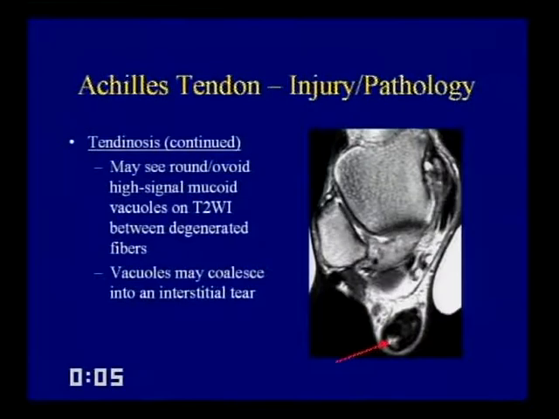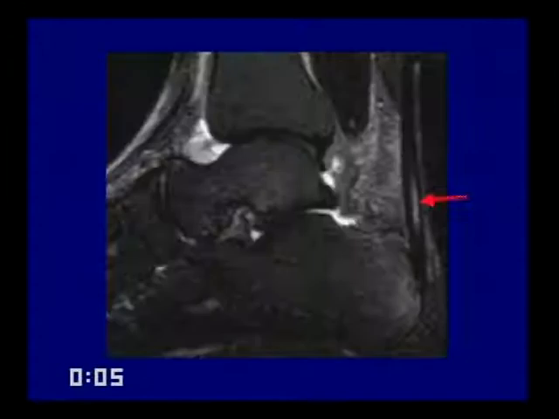You can also, with tendinosis, see these little foci of round or ovoid high signal intensity on T2 weighted images between the degenerative fibers, and these are just mucoid vacuoles that can eventually coalesce into an interstitial tear. And interestingly enough, there have been some reports that show if you have this kind of tendinopathy as opposed to just the fusiform tendinopathy or hypoxic tendinopathy, these patients tend to be a little less symptomatic.